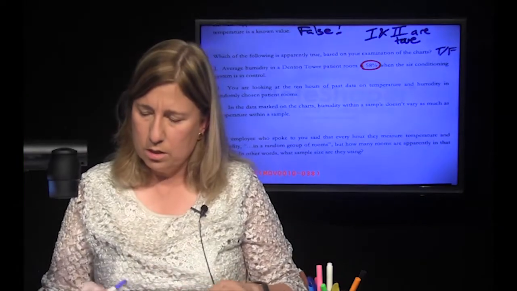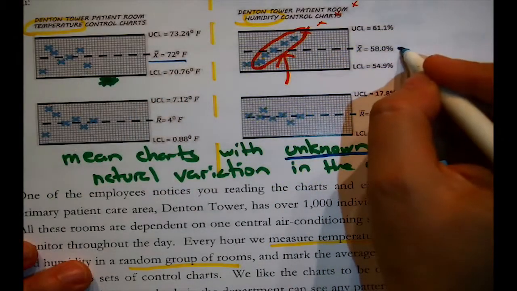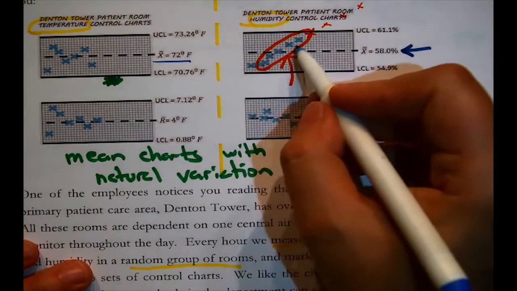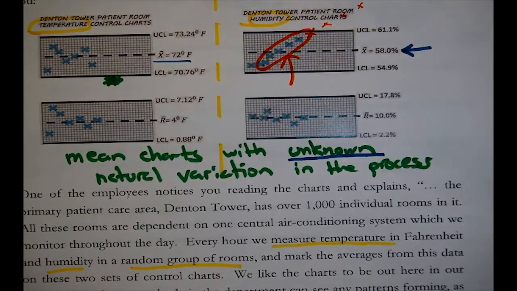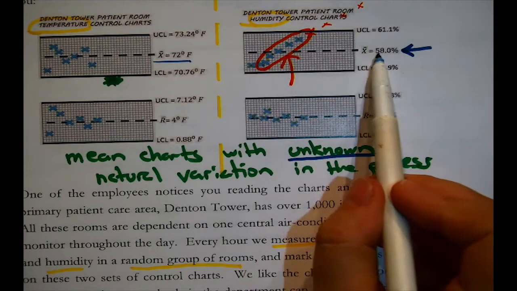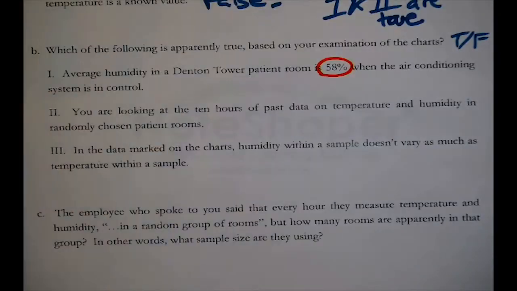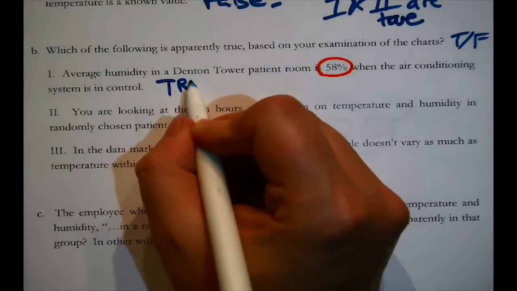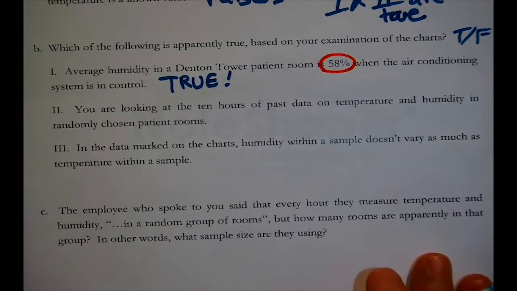When the system is in control, here's the belief. This is the humidity mean chart where you plot average humidity. Its center would be the average overall when everything's fine, everything's in control. And notice that the label there does say 58%. It's centered on 58%. True. We can see that in the mean chart for humidity.